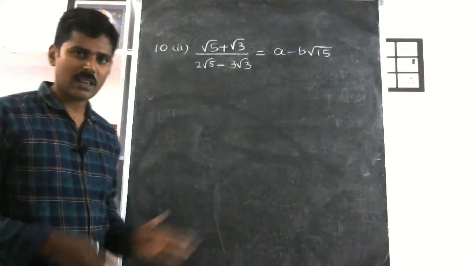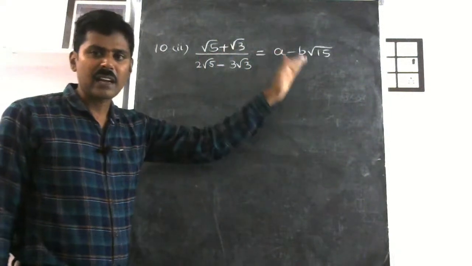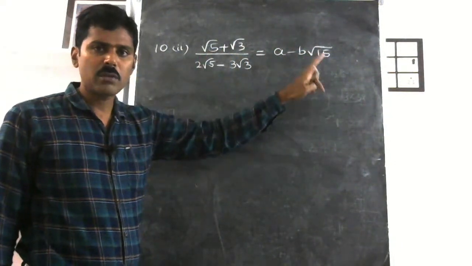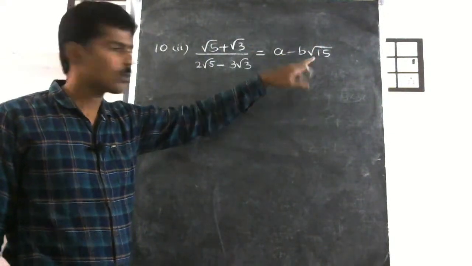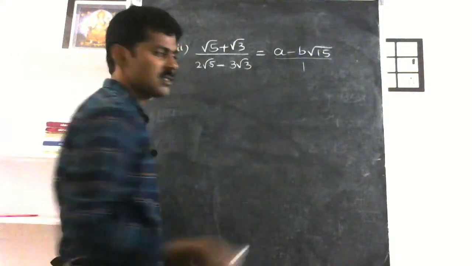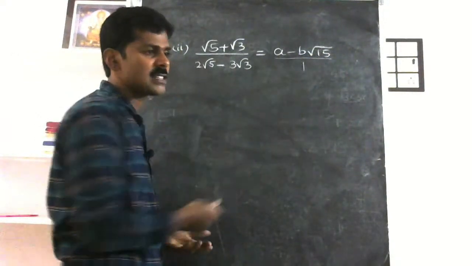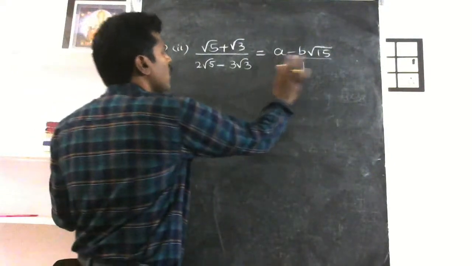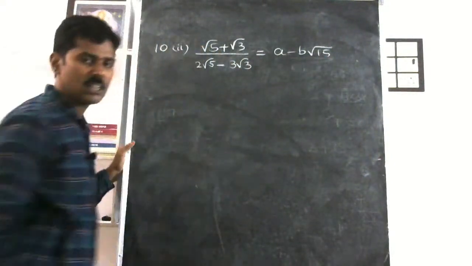We have to check the right hand side. In the right hand side, they have given a minus b root 15, and that is the numerator. So the numerator is irrational, which means the denominator should be rational. So we have to rationalize the denominator.